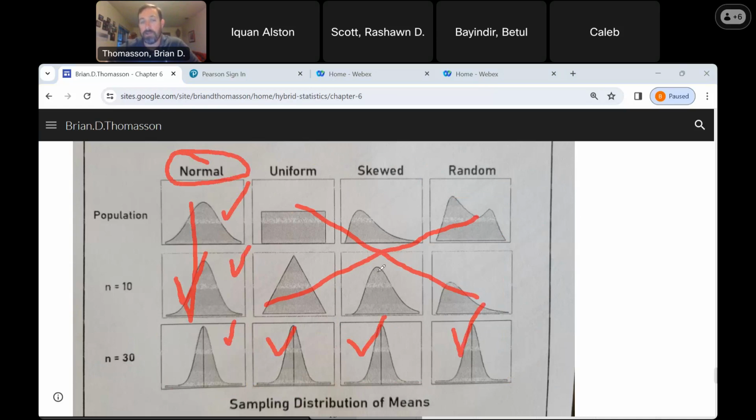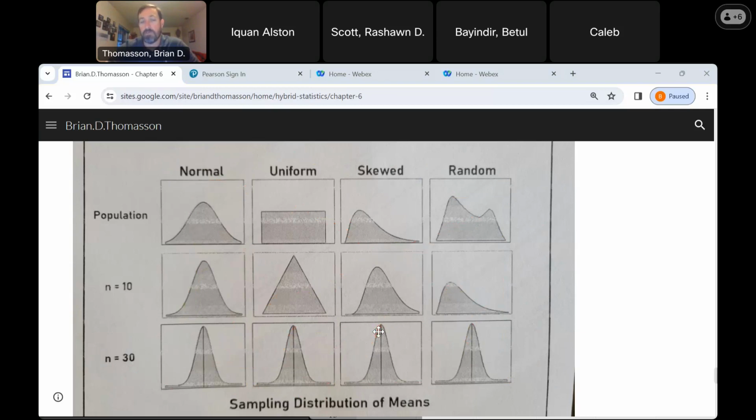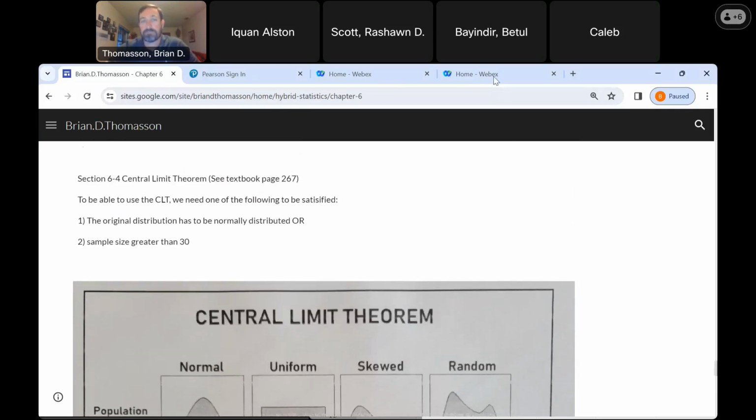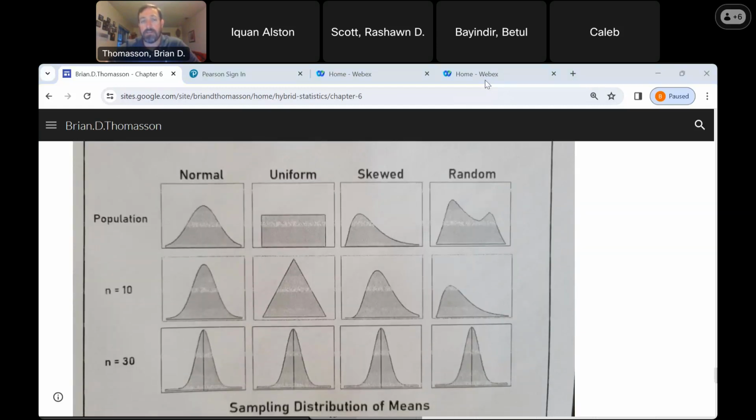If it's not normal, like one of these other uniform, skewed, or random, we have to sample at least 30 for it to become normal, which is this row. So going back to those two conditions, the original distribution has to be normally distributed to use the central limit theorem, or the sample size is greater than 30. So all that means is that you're in one of these categories, so one of those L shapes. It's got to be normally distributed before we can do anything with it.